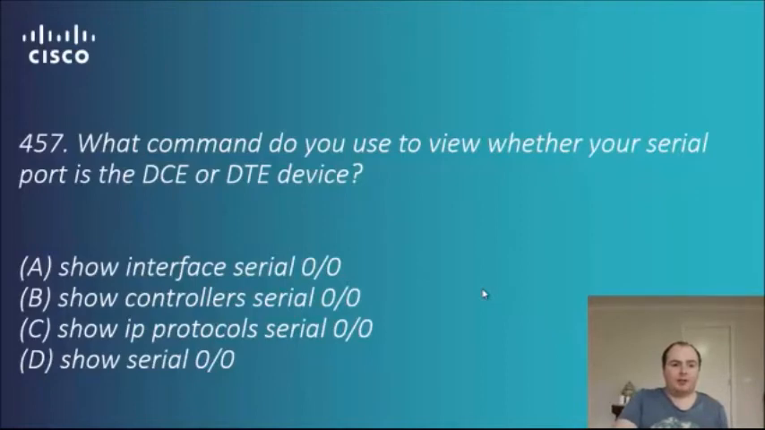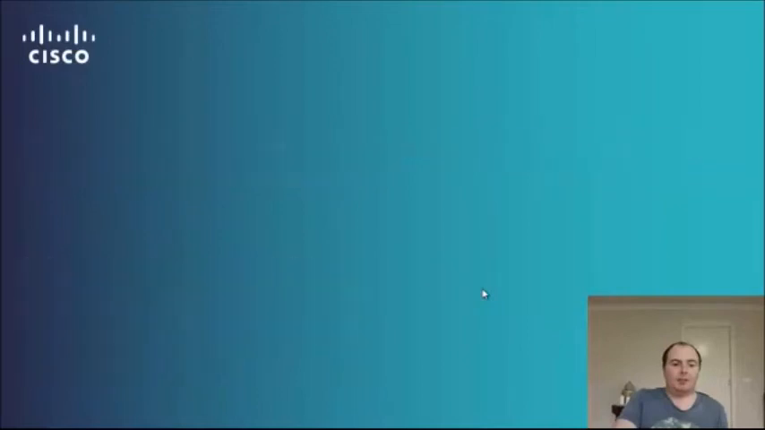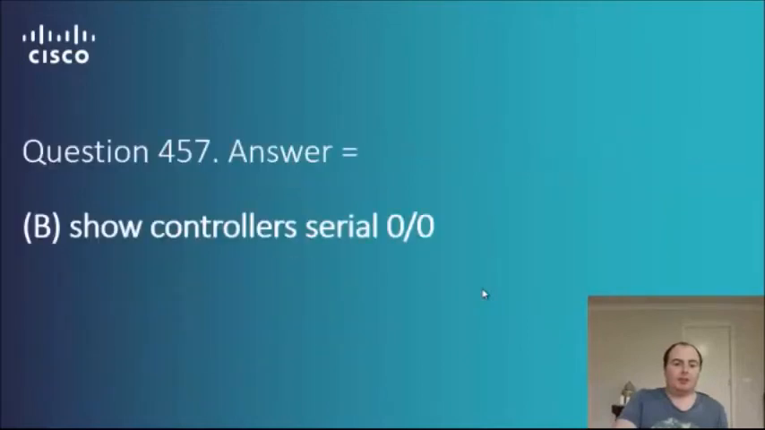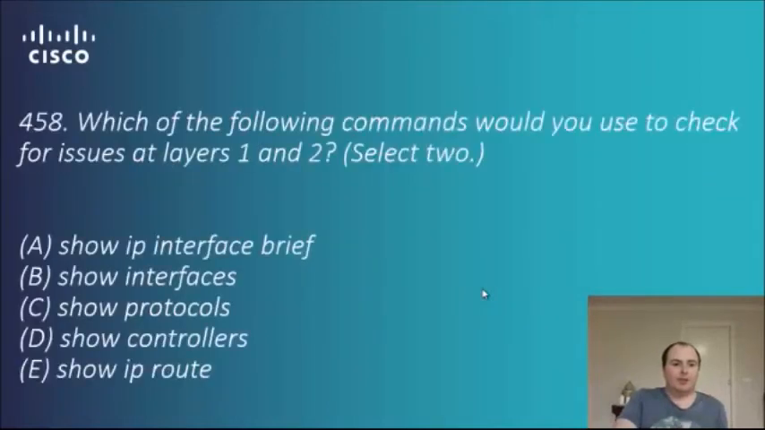What command do you use to view whether your serial port is the DCE or DTE device? We've got show interface serial 00, show controllers serial 00, and we've got show IP protocols serial 00, show serial 00. The answer for this one is B, show controllers serial 00.